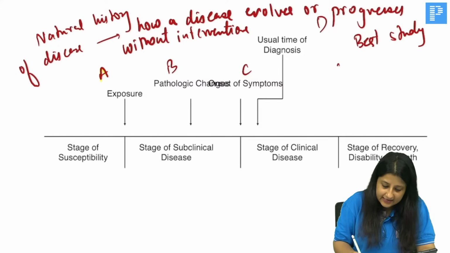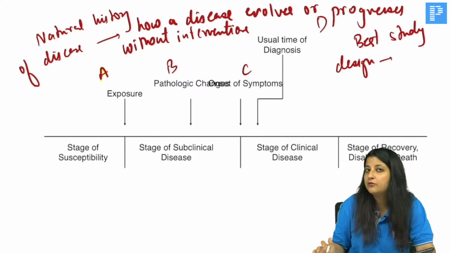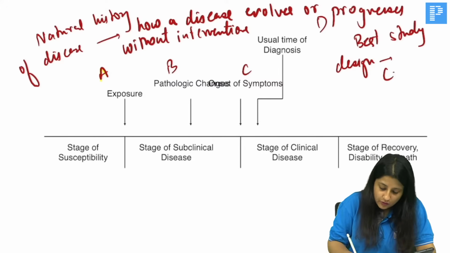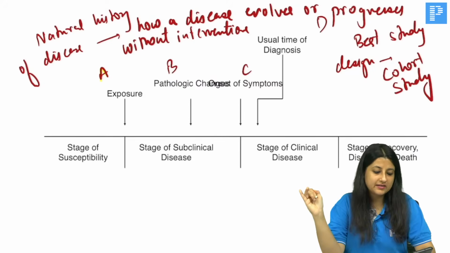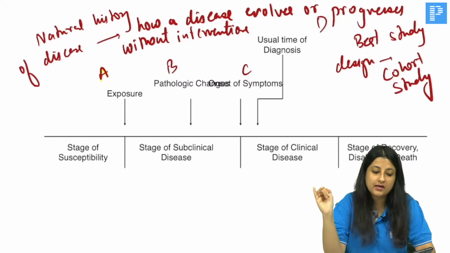Best study design to establish natural history, everybody. Best study design to find out about the natural history is cohort study. Cohort study से two questions: best study design for natural history, and best study design to establish temporality. It is which one? Cohort study.